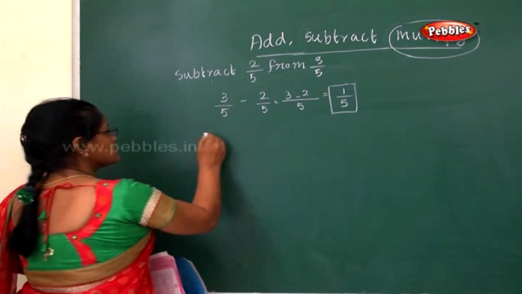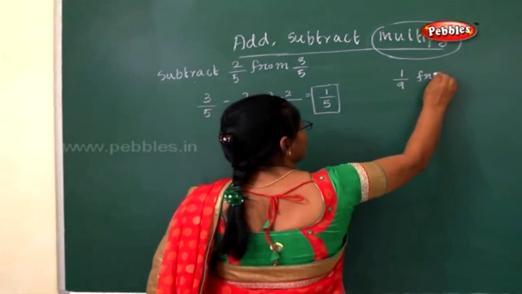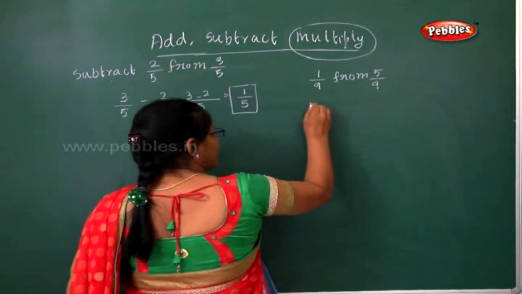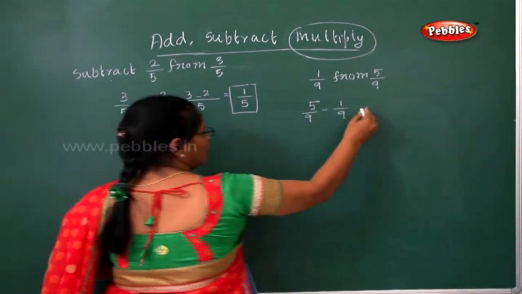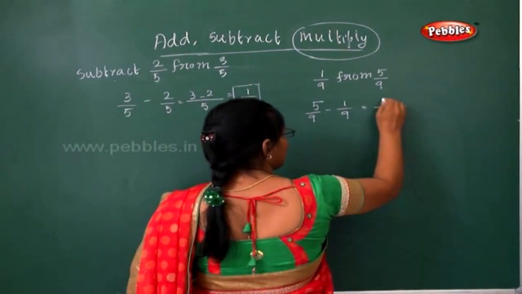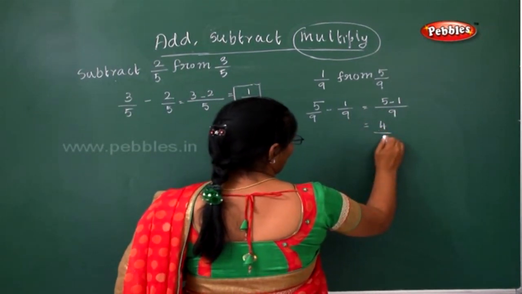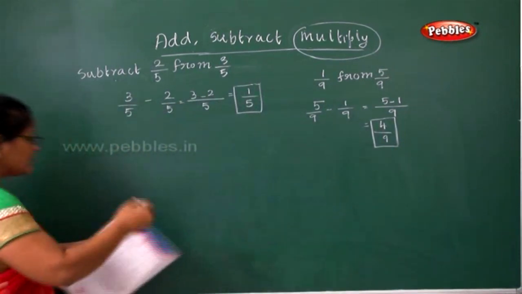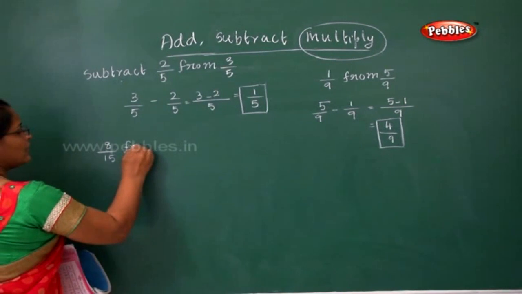Now next is subtract 1 by 9 from 5 by 9. Now how will you do it? Again the same way. Write the greater number here and minus the smaller number. Now retain the denominator and write the numerators: 5 minus 1 is 4. 4 by 9.